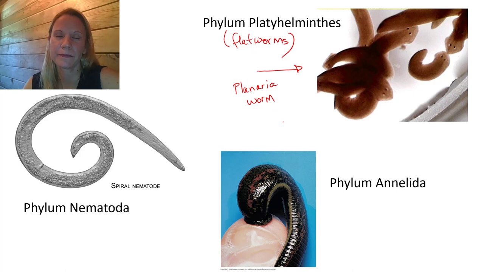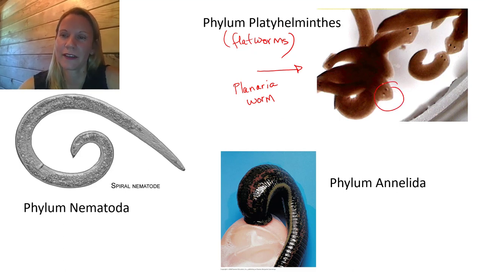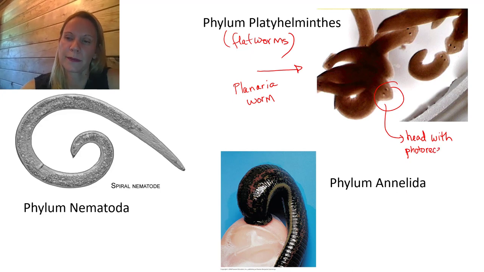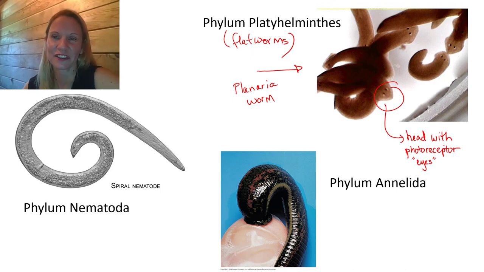Planaria live in fresh water, and they're just a few millimeters in length, very small. And you'll notice a cool feature about these worms is they have a defined head. So you see that they do have a head, and they do have eyes, although they're actually photoreceptors. Basically, they sense light and dark. They're a very primitive eye feature. So they're really not true eyes, but you definitely see that under the microscope.